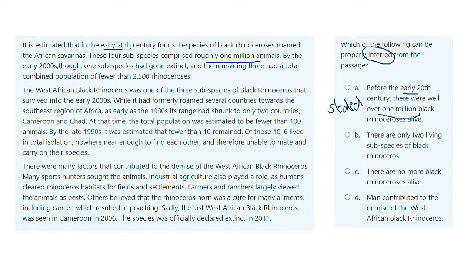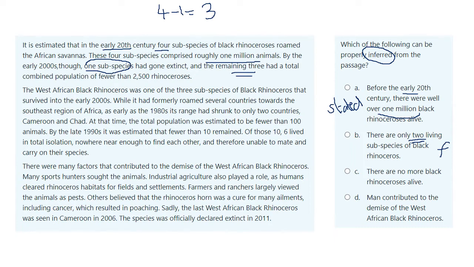By the early 2000s, though, 1 subspecies had gone extinct. So there were 4. 1 becomes extinct. So 4 minus 1 means there are 3 living species. Answer B says only 2 living species. I think that might be false. And the remaining 3 had a total combined population of fewer than 2,500 rhinoceroses. The West African black rhinoceros was one of 3 subspecies of black rhinoceros that survived into the early 2000s.